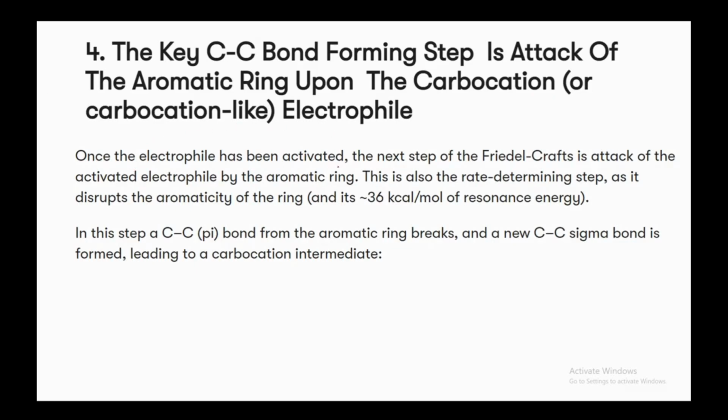Once the electrophile has been activated, the next step of the Friedel-Crafts is the attack of the activated electrophile by the aromatic ring. This is also the rate determining step, as it disrupts the aromaticity of the ring, which has approximately 36 kilocalories per mole of resonance energy. In this step, a C-C pi bond from the aromatic ring breaks and a new C-C sigma bond is formed, leading to a carbocation intermediate.